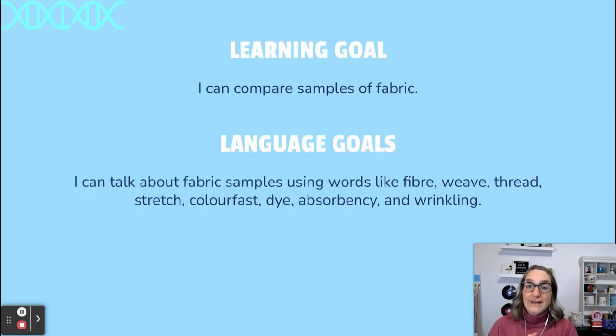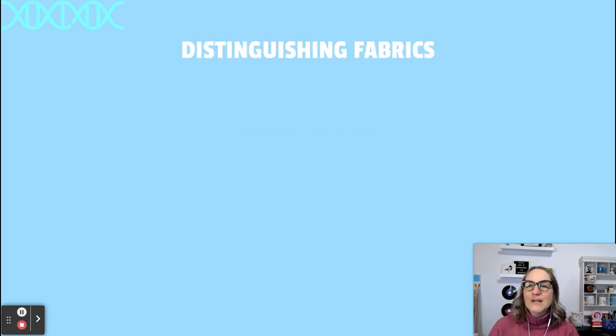Our learning goal is, I can compare different samples of fabric. And our language goals are, I can talk about fabric samples using words like fiber, weave, thread, stretch, color fastness, dye, absorbency, and wrinkling.